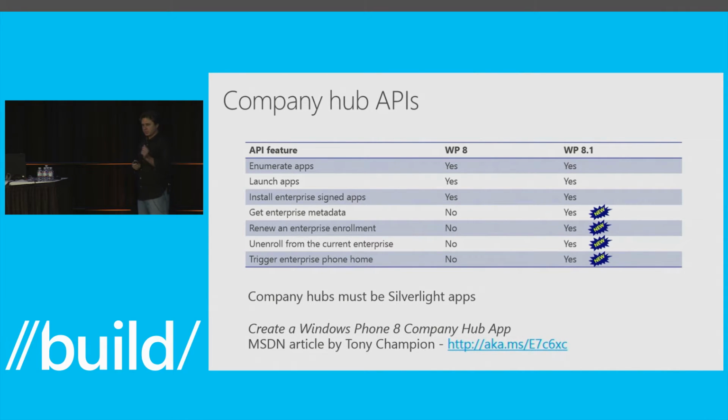There's a great MSDN article by Tony Champion, a Microsoft MVP, that describes how to create a company hub. It was specifically on the Windows Phone 8 functionality, but I think now he'll probably get a lot of requests to add the 8.1 functionality, so I'm looking forward to seeing that. Okay, so that's a company hub.